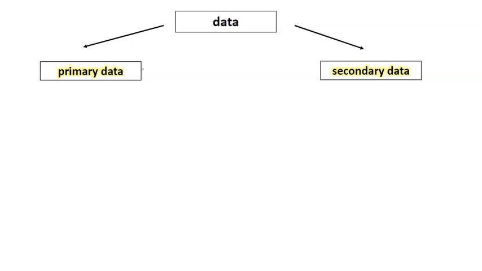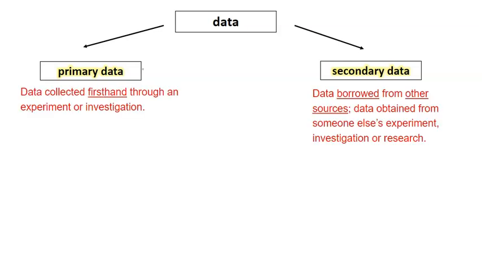Going back a step, data can be classified into two broad types. There's primary data and secondary data. Sometimes these are referred to as primary sources of information and secondary sources of information, but they mean the same thing. Because primary data is data collected firsthand through an experiment or investigation. In science, that would be the same as conducting an experiment yourself to collect the data, or in humanities, conducting an interview yourself to collect the data.